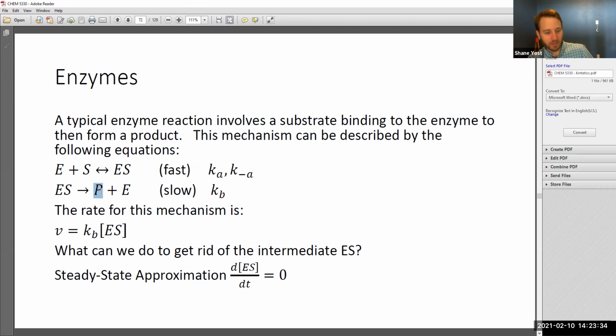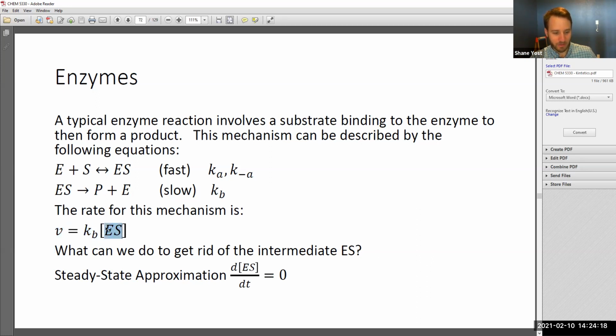And so the rate of formation of the product is related with the rate of the reaction. Again, where this comes from, the rate of the reaction, V equaling kB times concentration of ES. This comes from the basic idea that we define the rate of the reaction as the rate of formation of products or the rate of consumption of reactants divided by their stoichiometric coefficients. Here, my stoichiometric coefficient is 1. And so the rate of formation of my product is just given by the rate of this second reaction, which is just kB times concentration of ES. And so that equals the rate of my overall reaction. And so this is the rate law for my overall reaction.